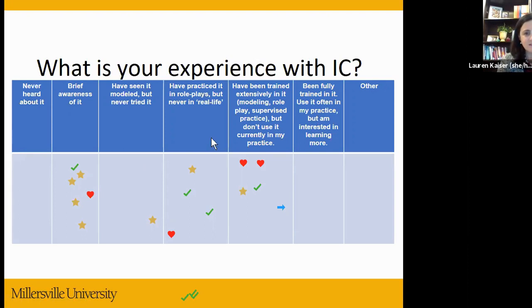All right. So we've had some folks have some brief awareness. Some folks have practiced it, but don't necessarily use it yet. So again, that's kind of what we saw in that first session, and we're going to try to move from knowing to doing. Okay, let's keep going then.